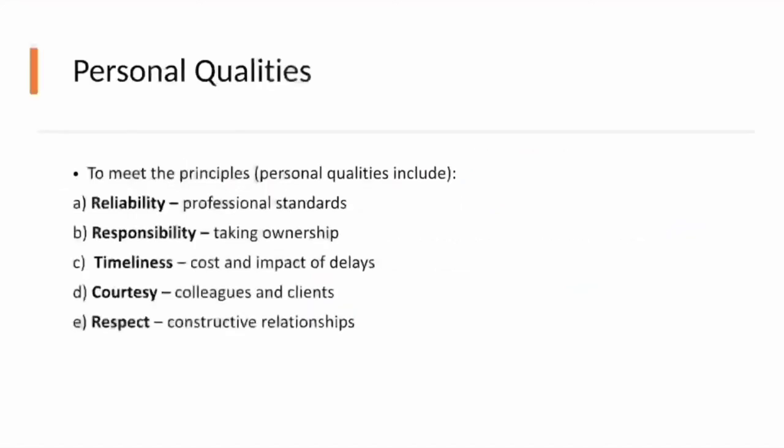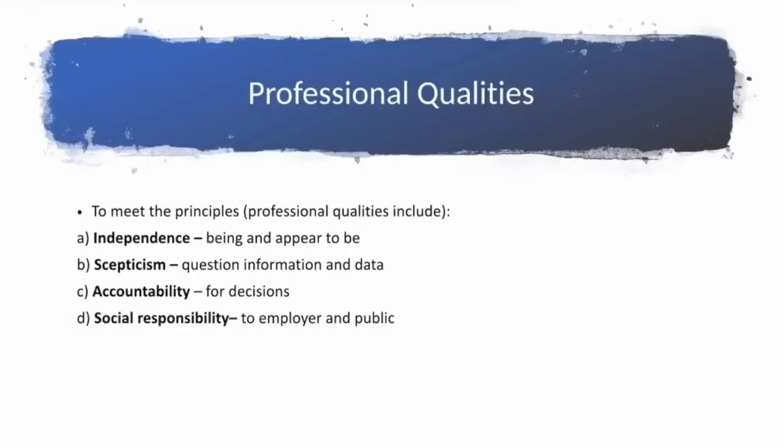There are some personal qualities also which accountants must follow. For example, reliability and responsibility, taking ownership; timeliness, considering the cost and impact of delays and trying to cope with deadlines; courtesy to colleagues and clients, be respectful; independence, being and appearing to be independent, that means free from bias; skepticism, questioning information and data; accountability for decisions, for the decisions that they have made the individual should be held accountable as well; and social responsibility to employer and public.